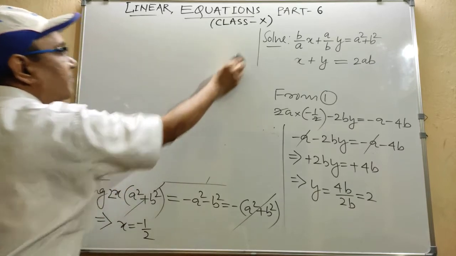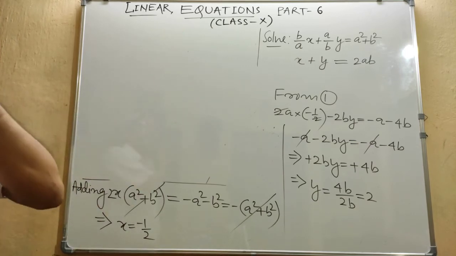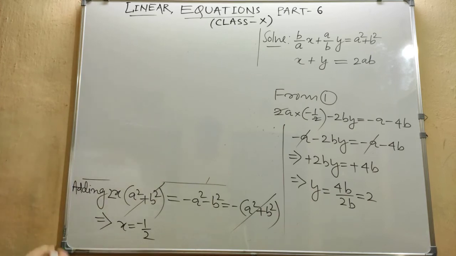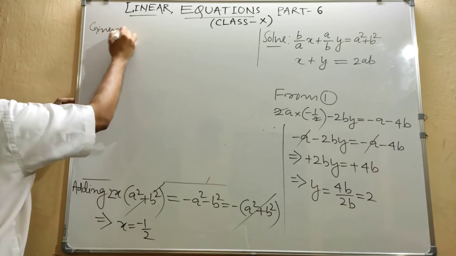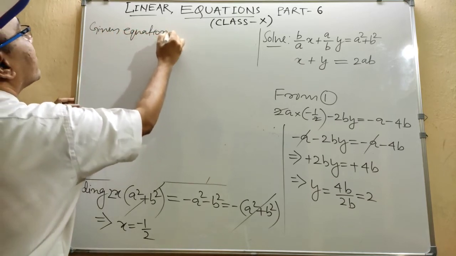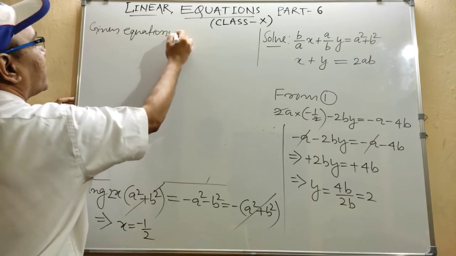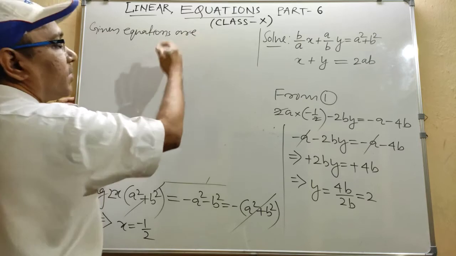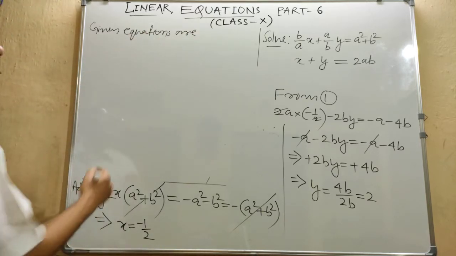Second problem is b by ax plus a by by equal to a square plus b square. So here also you will write, given equations are. If there are two equations, then you write given equations are.